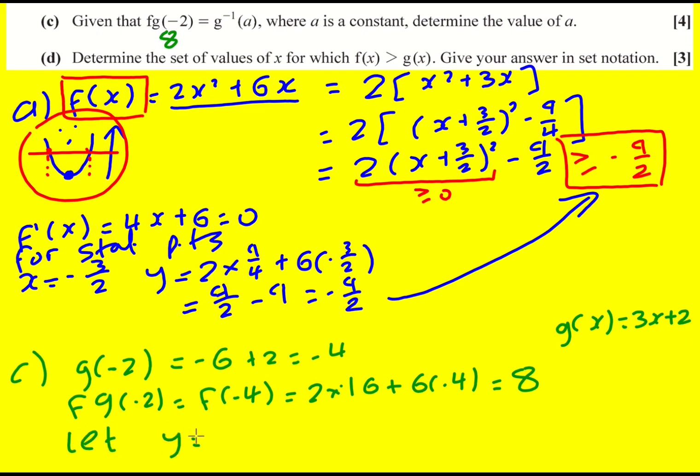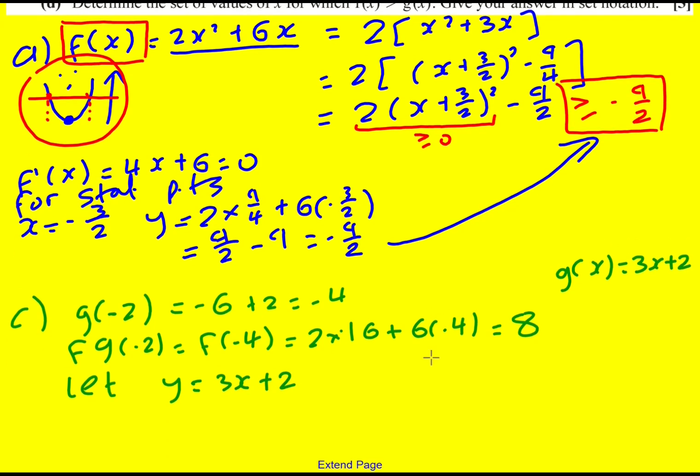So I'm going to let y equal 3x plus 2. What is happening here is that we have an x, and it is being times through by 3, and then we are adding 2 to get y. So the inverse is what we do to go the opposite way.